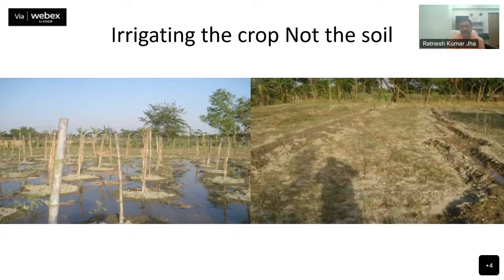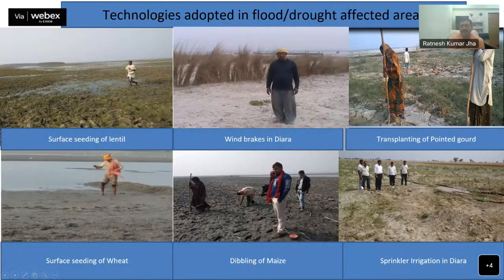So in flooding, the system of irrigation is flooding. In flooding, we do flood irrigation, like in wheat also. But here we say: irrigate the crops as per the demand of the crops. And there are different situations where we are using technologies.